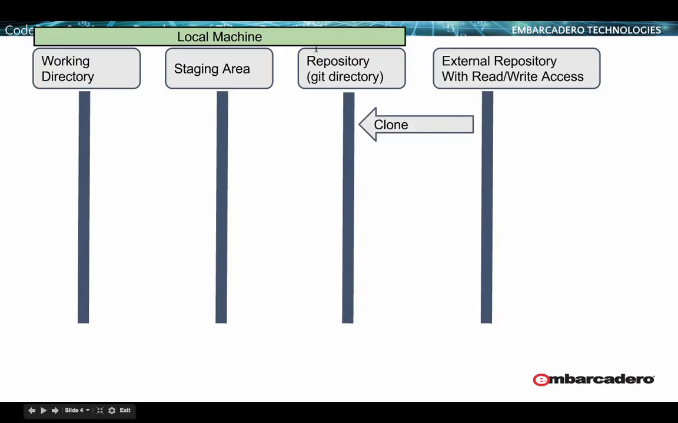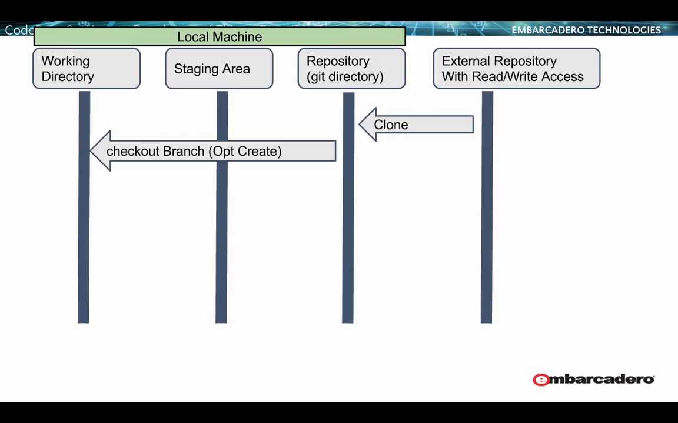For that, I would start off with a clone operation. The clone would then copy the files from the remote server or the external repository, wherever it may lie. It could be another developer's machine, down to the local machine. With that, you need to check out a branch. It could be the main branch, but you're always working in a branch. Given that, you can also create a new branch.